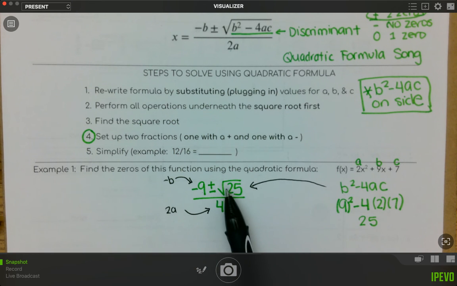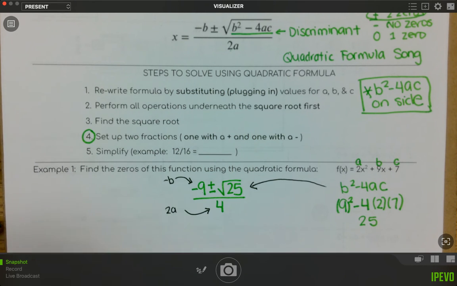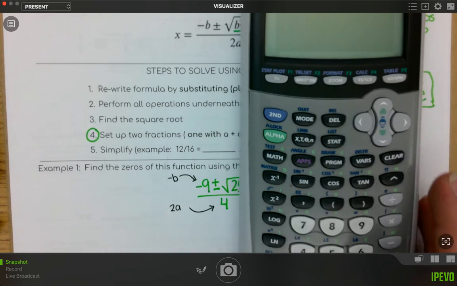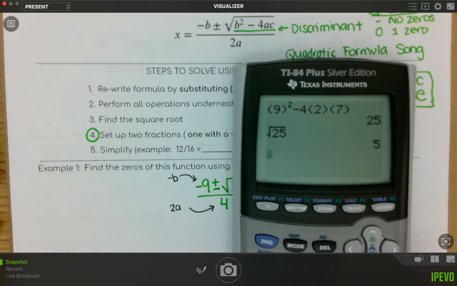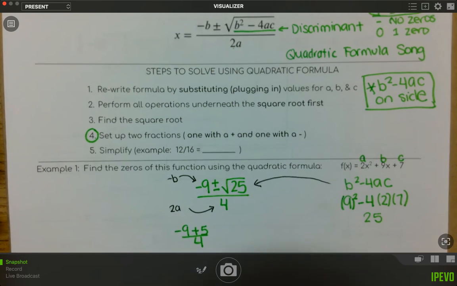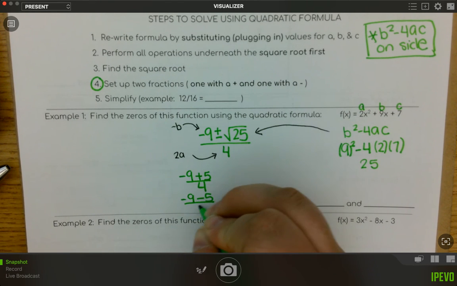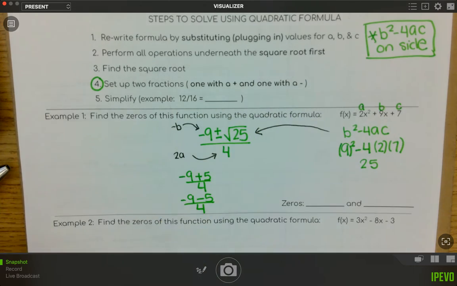Just make sure you put this part in the square root. Then actually do the square root. That's the square root of 25. To do the square root in a calculator, you're going to hit the blue button and then the x squared button. It's 5. So you have negative 9 plus 5 over 4 and negative 9 minus 5 over 4. So you've got to split it up into one with a plus and one with a minus.